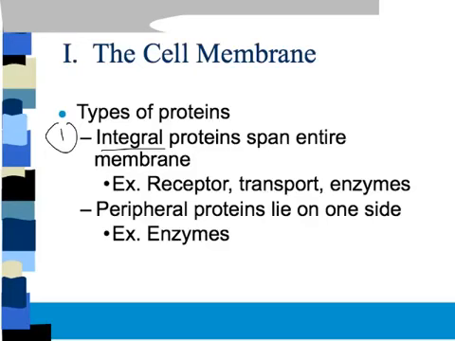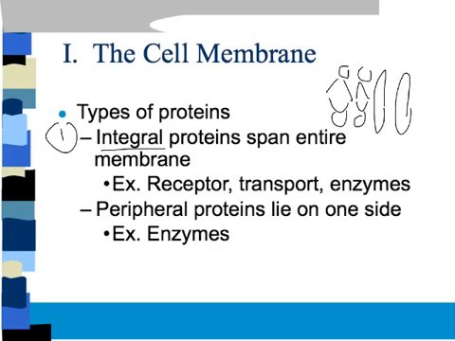And these proteins span the entire membrane. If I draw a little membrane over here, these will be proteins that go the whole width. They go from one end to the other. So what I've drawn there is an integral protein. And some examples of these are things like receptors, transport proteins, and enzymes. And we'll see some examples of those on the next slide. The next type is peripheral proteins.